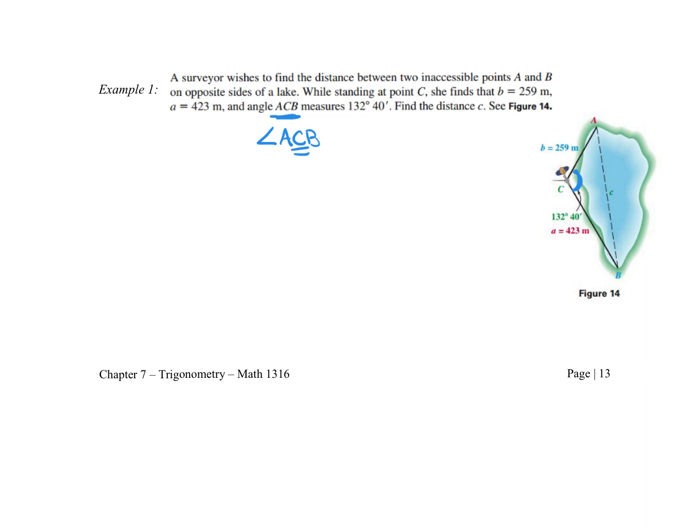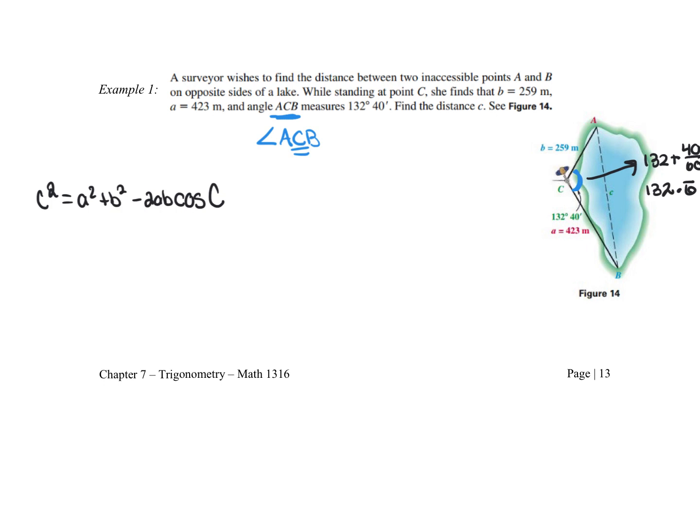Find distance C. So first things first, if I were doing this, I'm going to write down c squared equals a squared plus b squared minus 2ab cosine big C. I'm also going to go ahead and convert this angle C, 320 plus the 40 over 60, which makes 332.6 repeating.